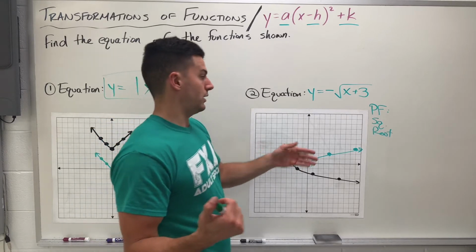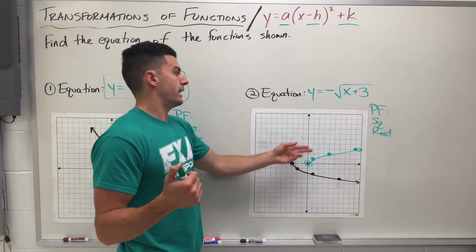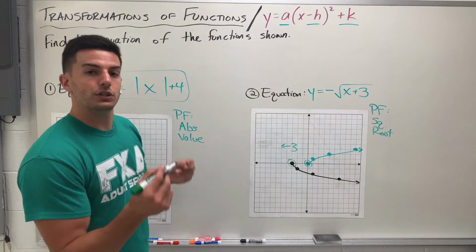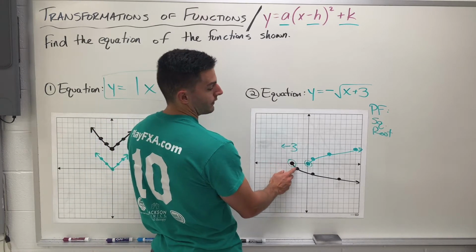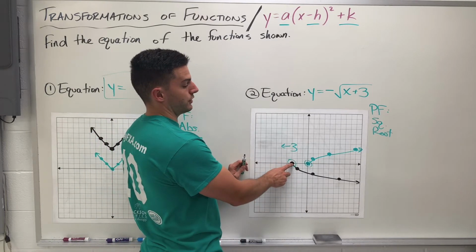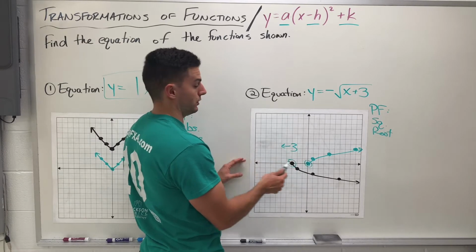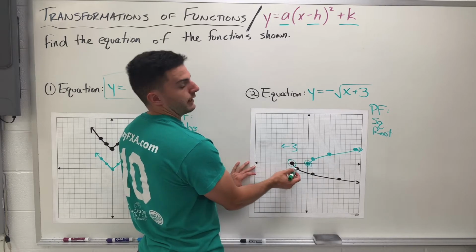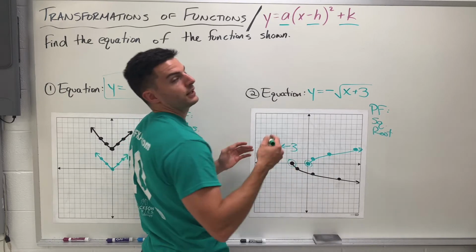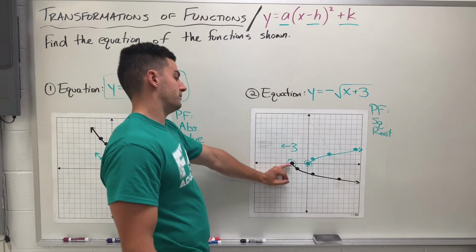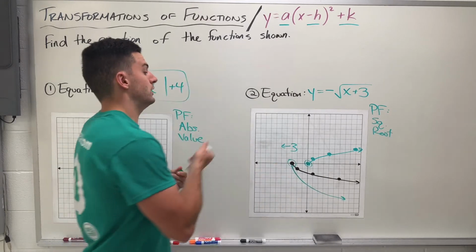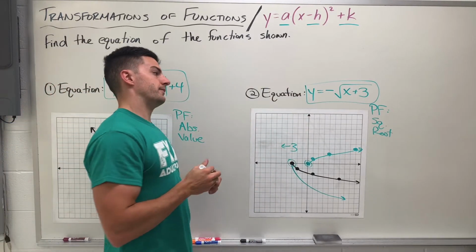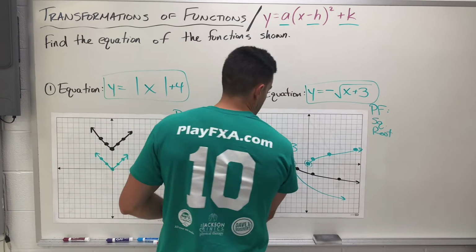So I have a horizontal shift and a vertical flip. Is there going to be an a value, like a 2 there or whatever? What you would look for is, are the points the same distance away from that vertex as they were in the parent function? Like I moved up 1 over 1, up 2 over 4. And yes, they are the same distance away from this vertex vertically. So this is my answer: y equals negative square root of x plus 3. So that's that one. Let me do a few more and we'll be all set.